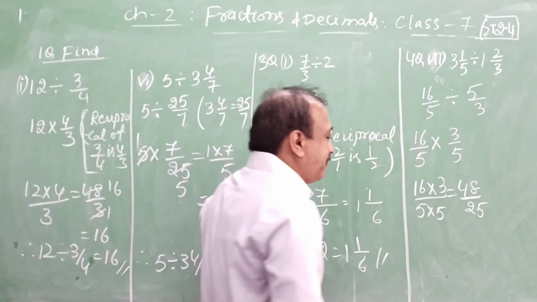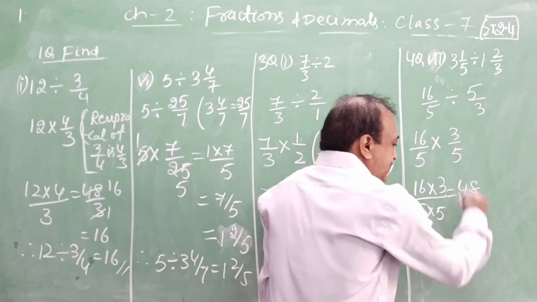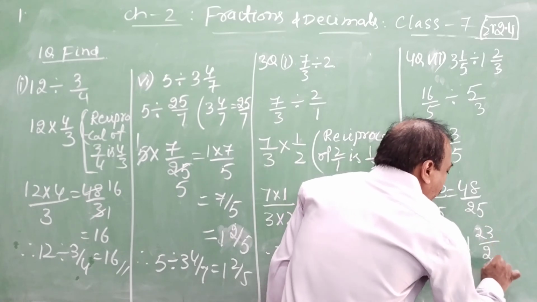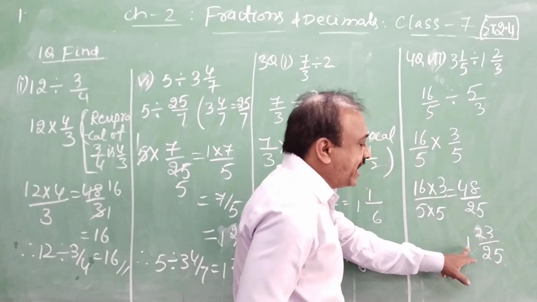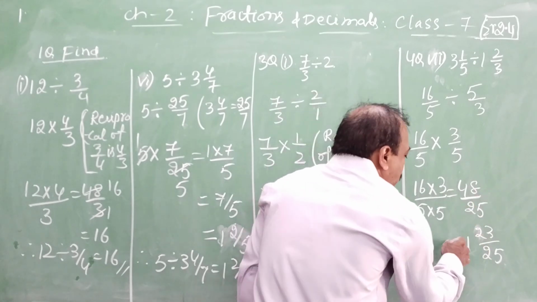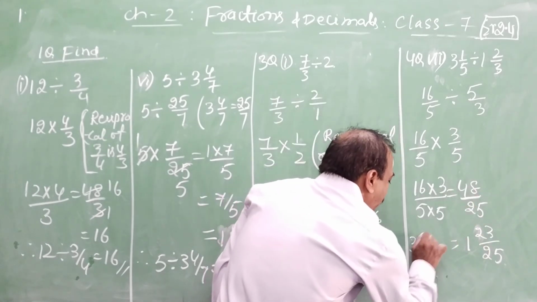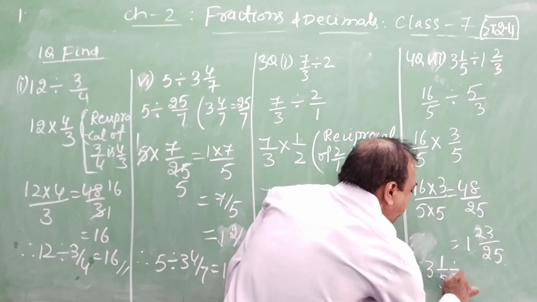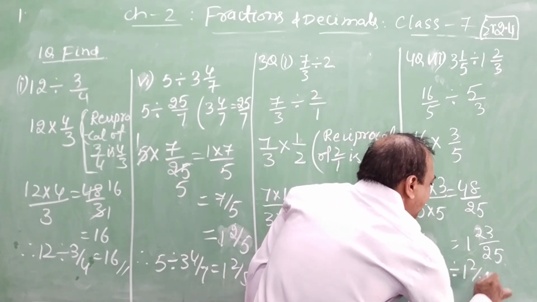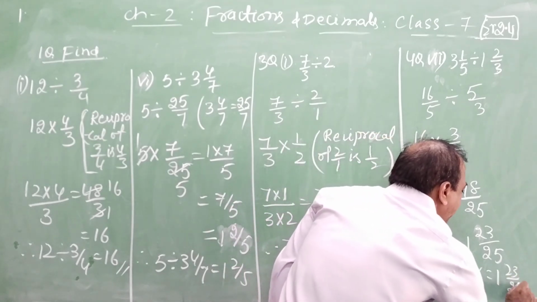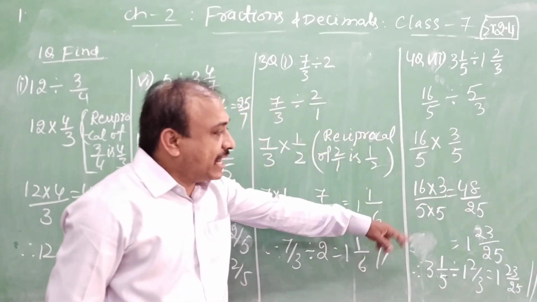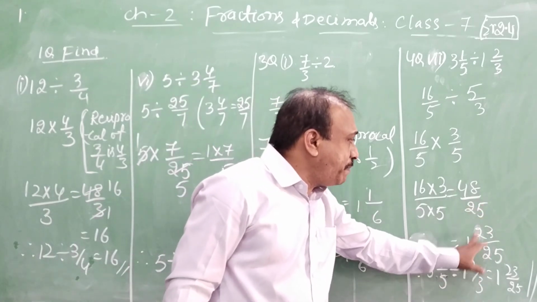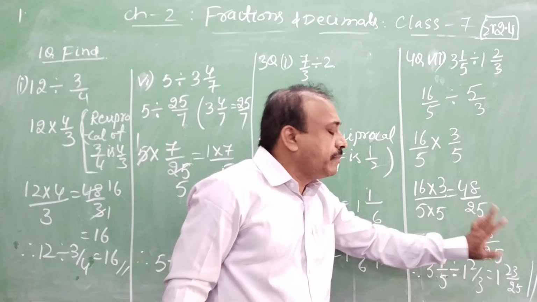If you convert into a mixed number, 25 ones are 25. Subtract, that is 23 by 25. So 25 ones are 25 plus 23, 48. Therefore 3 1 by 5 divided by 1 2 by 3 is equal to 1 23 by 25. Be careful while converting improper to mixed. 25 ones are 25 plus 23 is 48 by 25.